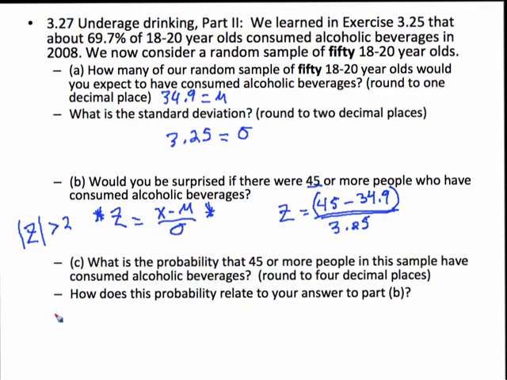What is the probability of 45 or more people in the sample have consumed alcoholic beverages? Okay, so again, like I started to say, we're going to go ahead and use the normal approximation to the binomial here to do that calculation. Nope, changed my mind. We're not going to do that. We're going to go ahead and just use the binomial for it. My bad. Sorry about that.